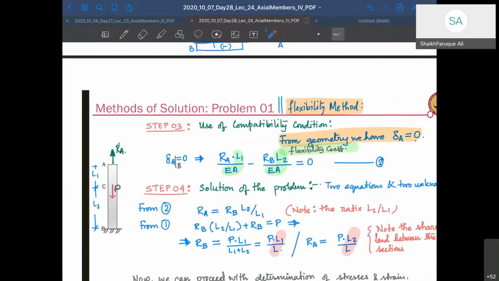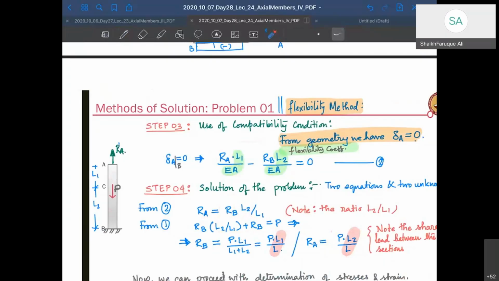Okay, so RA and RB are like this, and then you can plug it back into equation 1, where RB L2 by L1 plus RB equals P, which gives me RB as P into L1 by L1 plus L2. Similarly, RA will be P into L2 by L1 plus L2, which is L. So you can see the sharing of the load has happened in terms of ratios of L. It's not actually ratios of L, it's actually ratios of the stiffness of the upper part and the lower part, remember.